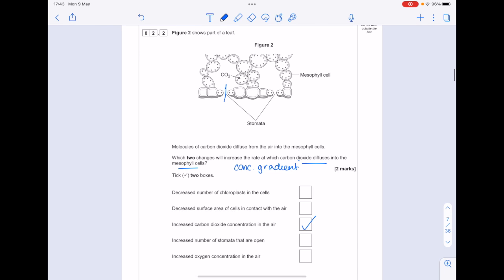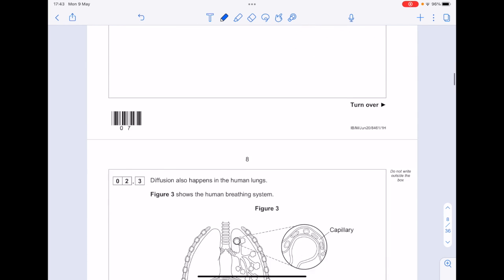And secondly, if we know that the carbon dioxide is moving here, then clearly if we increase the number of stomata which are open, it's going to give our CO2 more option to move in.